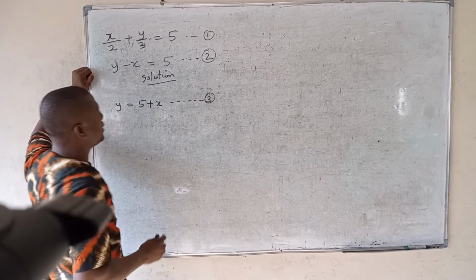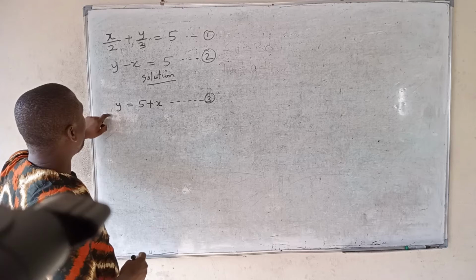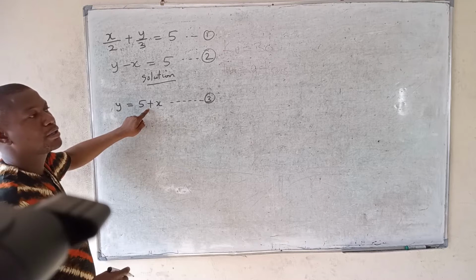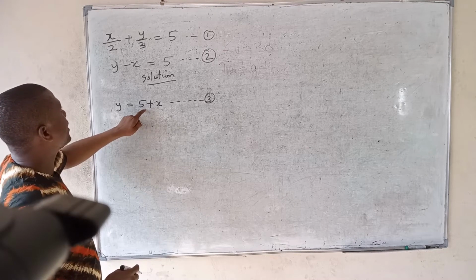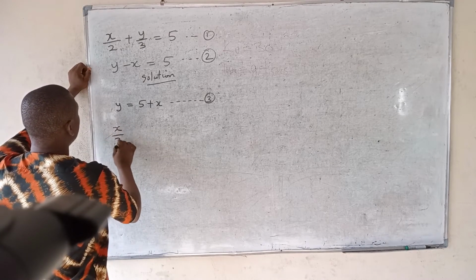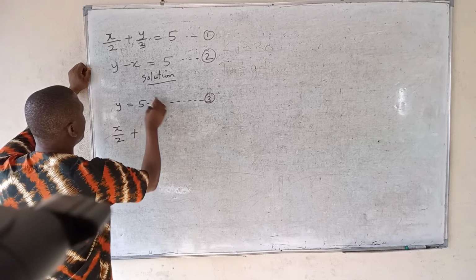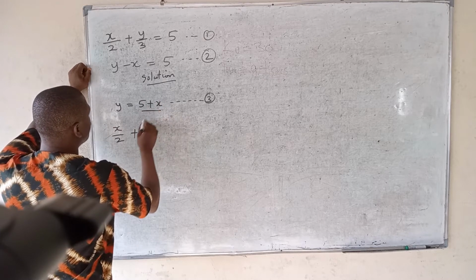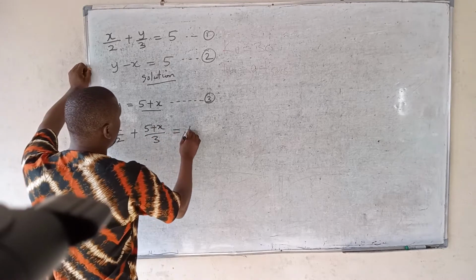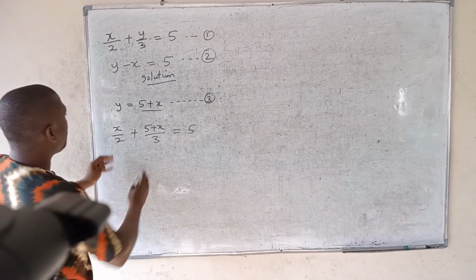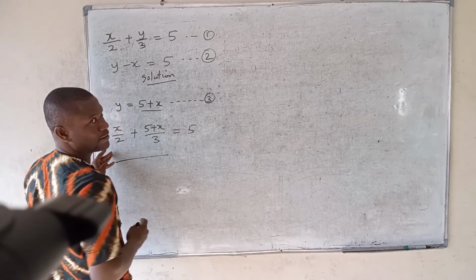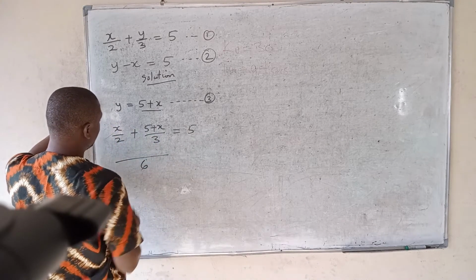And this is our equation 3. Moving forward, the next step is to substitute the expression for y into equation 1 to have x over 2 plus our y, which is 5 plus x, over 3 equal to 5. So from this, you can take the LCM of these two fractions. So the LCM is 6.